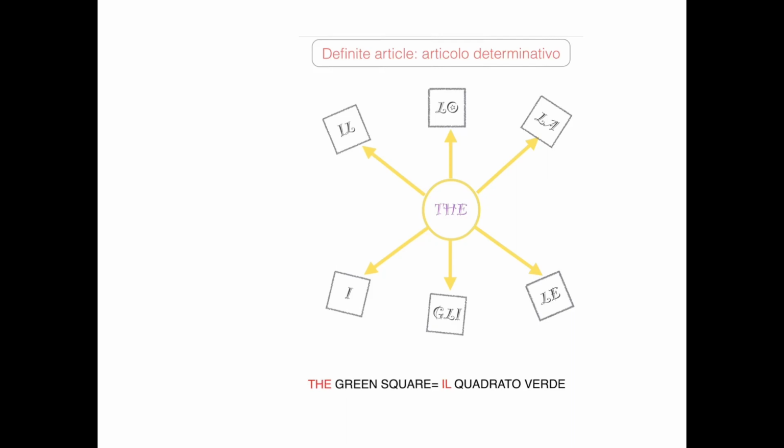This video is about articles. In English, the definite article is the, T-H-E. It corresponds to il, lo, la, i, gli, le. For example, the green square means il quadrato verde, or the pen means la penna, or the pens means le penne.